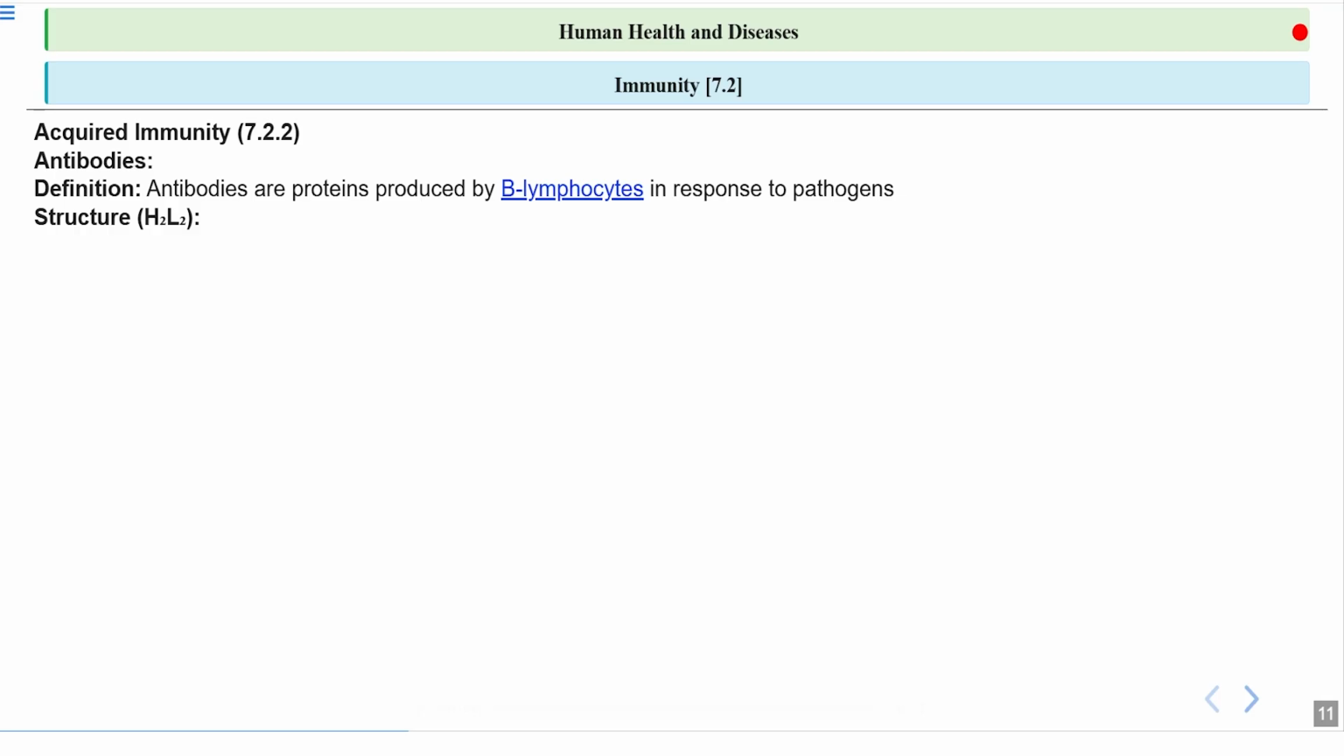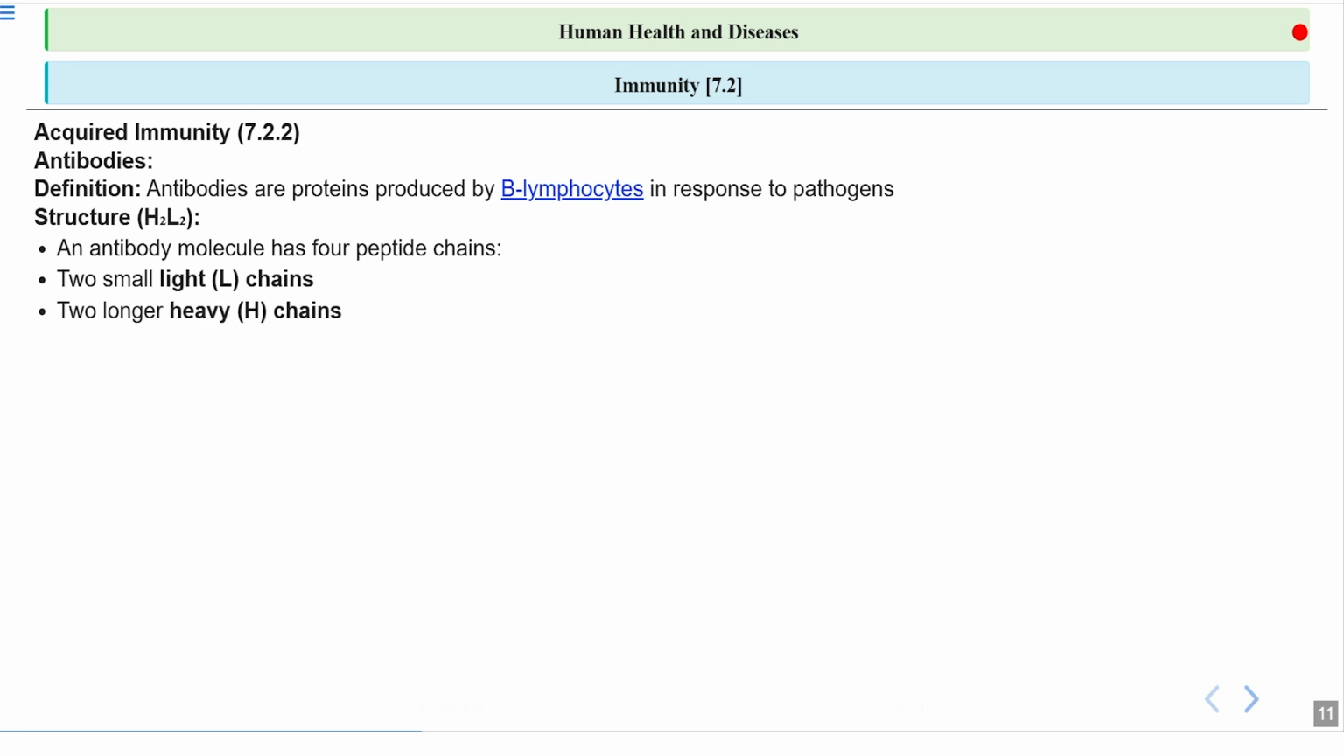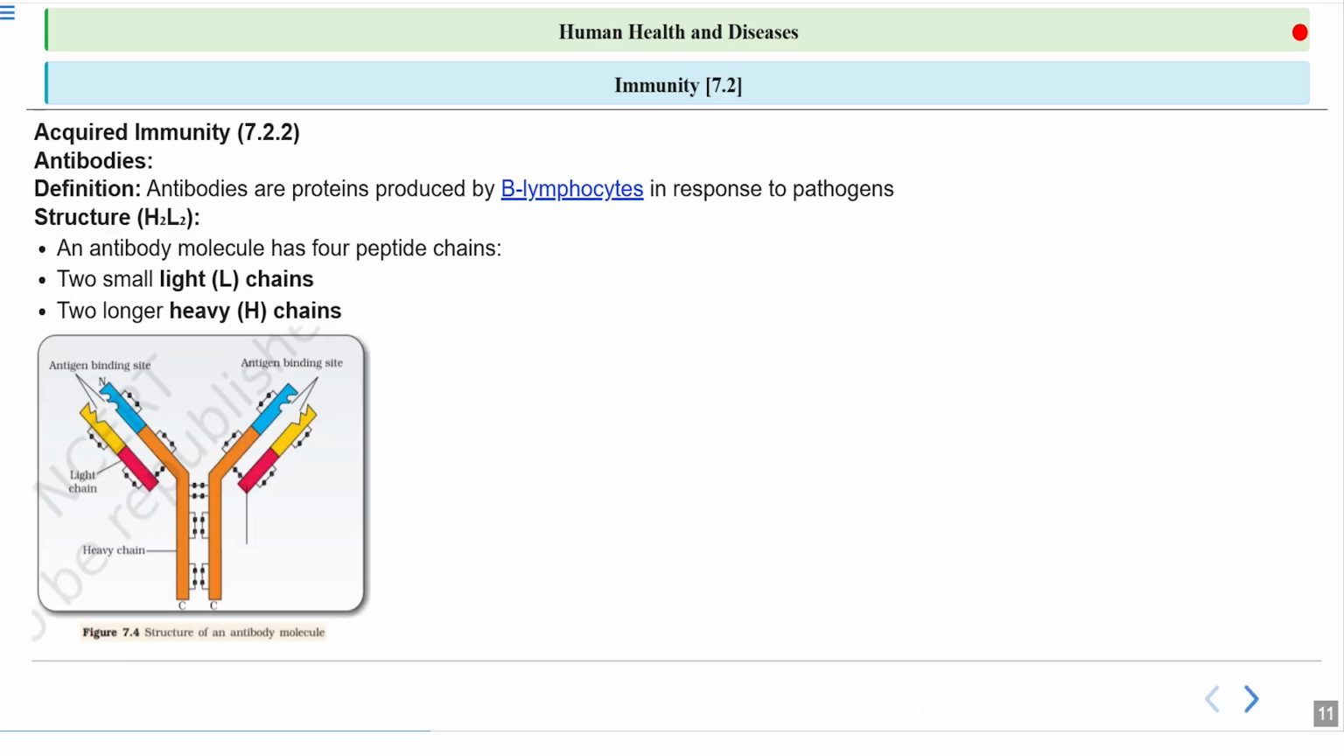Okay, let's talk about the structure of the antibodies, often referred to as H2L2. This means each antibody has 2 heavy chains and 2 light chains. An antibody molecule is made up of 4 peptide chains, and this is the basic building block of its structure. Now, one antibody molecule has two small light chains composed of proteins. It also has two heavy and longer chains composed of glycoprotein. So you can see a figure of the antibody molecule here.